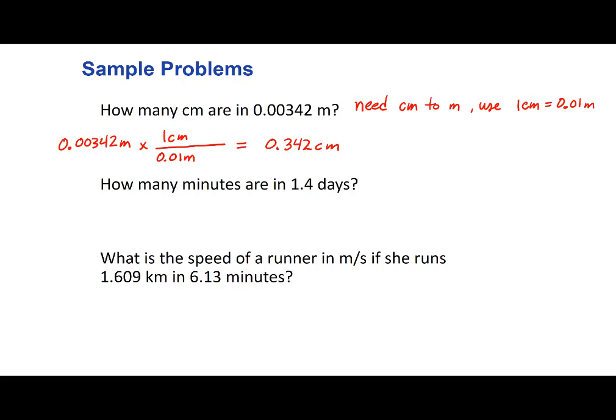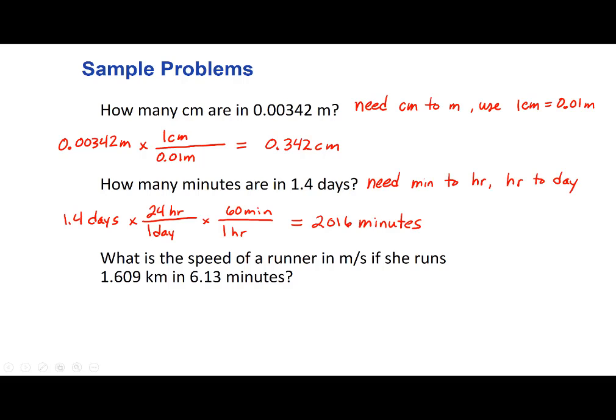For the next problem, you might need 2 conversion factors because, to be honest, I don't know how many minutes are in a single day. But I do know 2 different conversion factors that relate minutes and hours and days to each other. With the 2 fairly easy conversion factors, the hours per day and minutes per hour, we can solve this problem without too much stress.